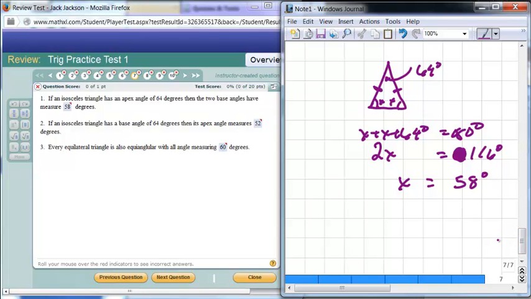If an isosceles triangle has a base angle of 64, so this is 64 and this is 64. Now let's call this guy y. Well, we know 2 times 64 degrees plus y has to equal 180 degrees. So that's 128 degrees.